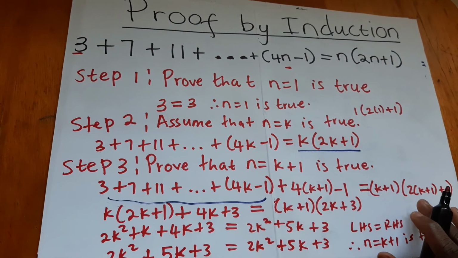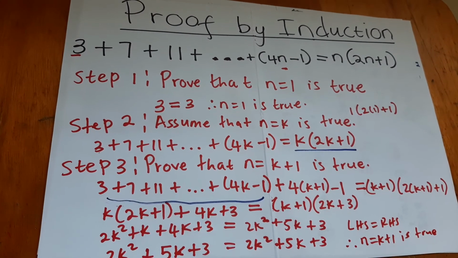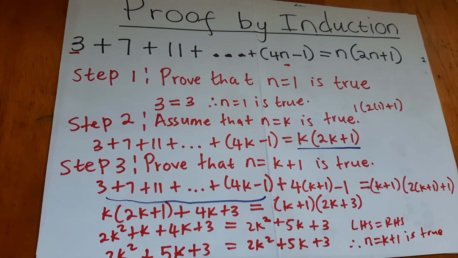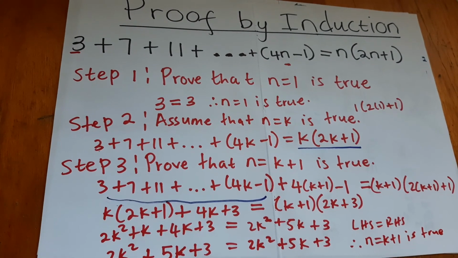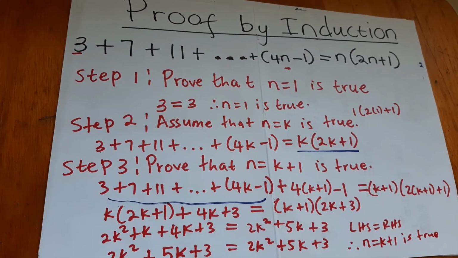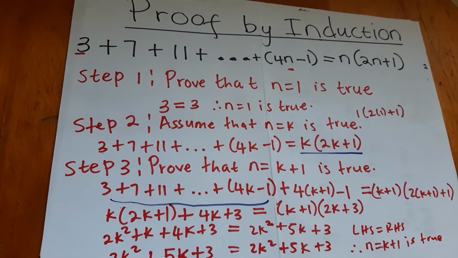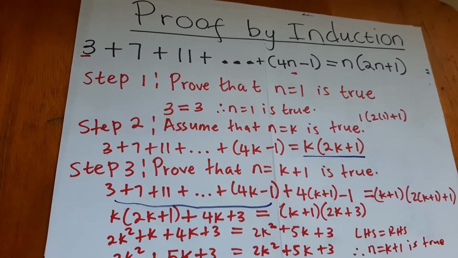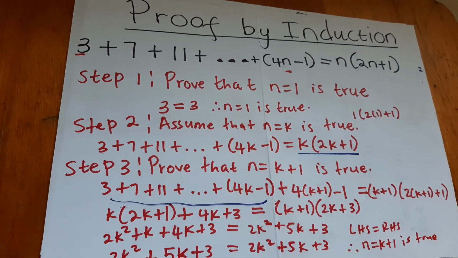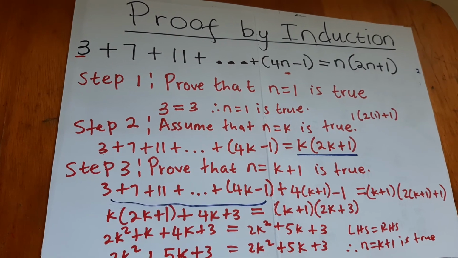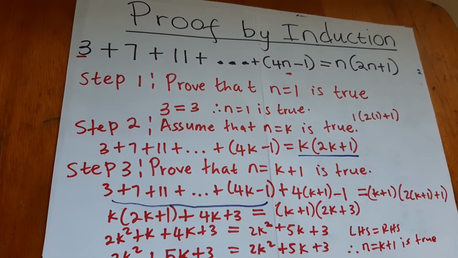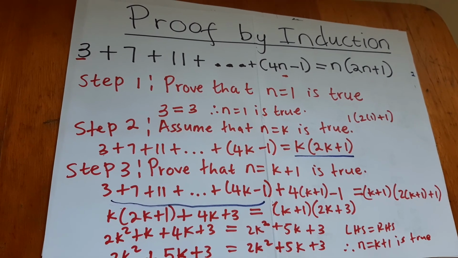So this is how we prove by using induction. The first step, you need to prove that n is equal to 1 is true. Step number 2, you assume that n is equal to k is true. Then in step number 3, you want to prove that n is equal to k plus 1 is true. Then you will be able to prove.